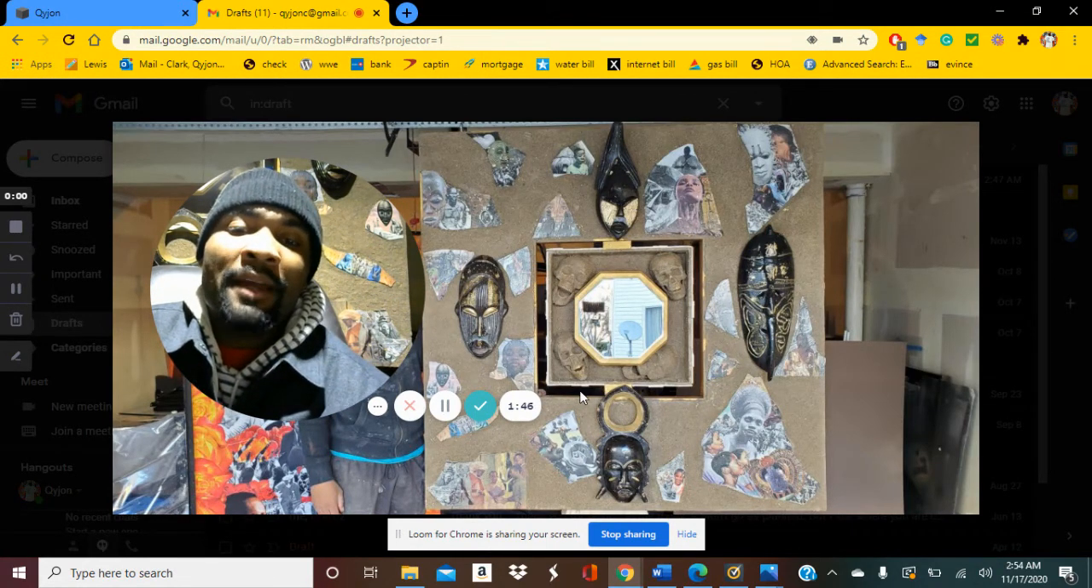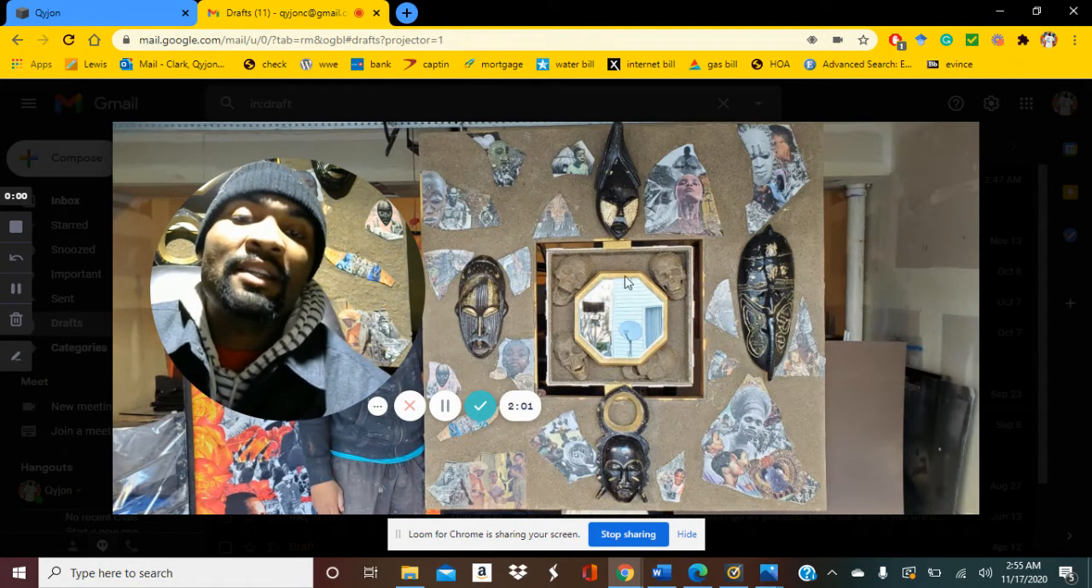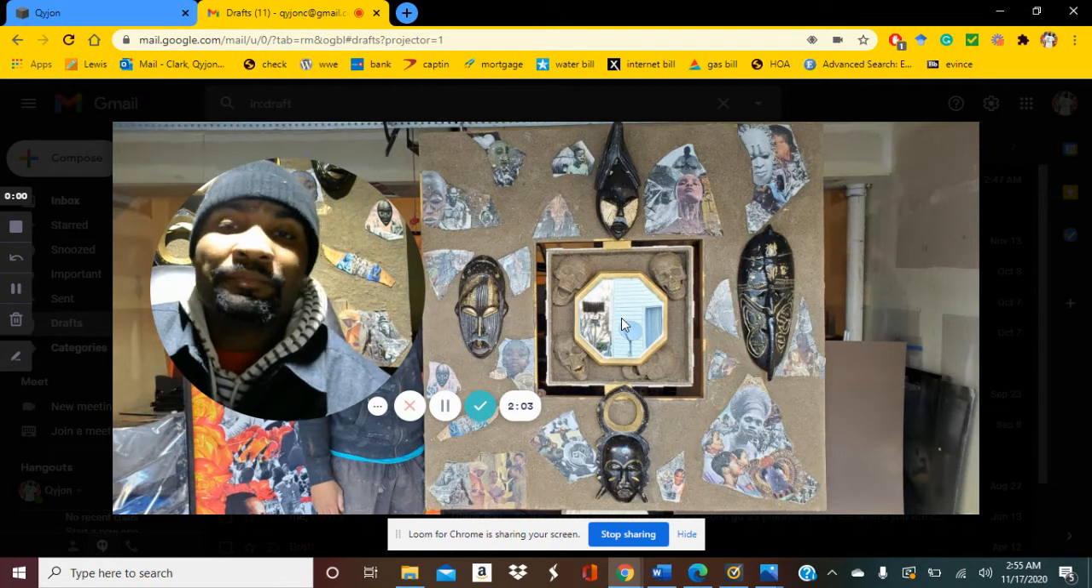So the purpose of the mask is also to remind you that no matter what you do, you are connected to the past, present, and future all at the same time. So these masks represent the past, these skulls represent our inevitable future, which is death, and then the mirror represents the present.